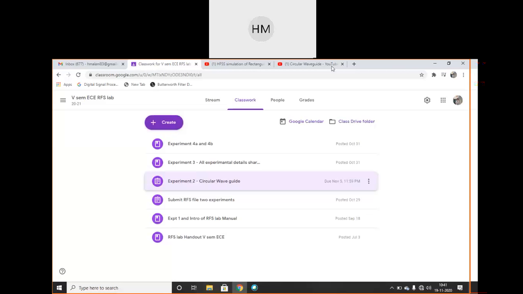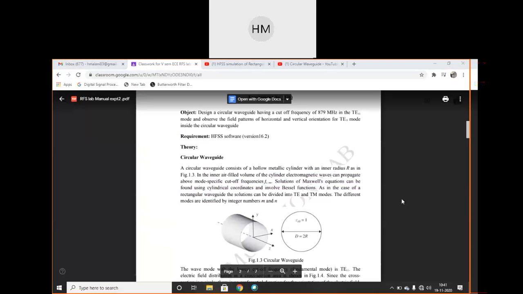So you can try it on your HFSS software. Okay, we will start with the second experiment. In the first experiment, we studied the basics of HFSS software in three labs. Then we studied the first experiment, that is rectangular waveguide designing. In similar way, now we have to design a circular waveguide.